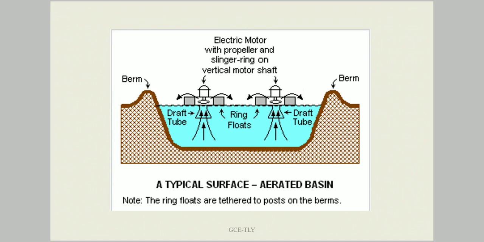This picture shows a typical aerated basin where we have surface aerators. Two surface aerators are there, which mix the fluid well and also aerate the fluid. It is an electric motor with a propeller and slinger ring on the vertical motor shaft. So this oxidizes the liquid well, and the pond gets aerated well by these mechanical aerators.